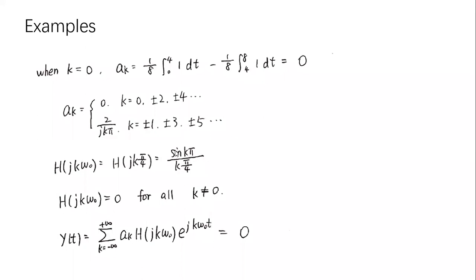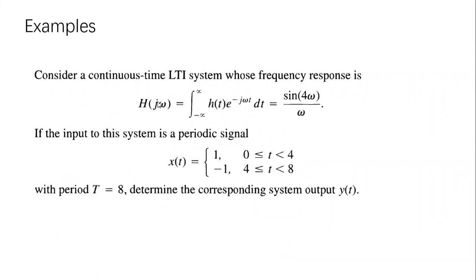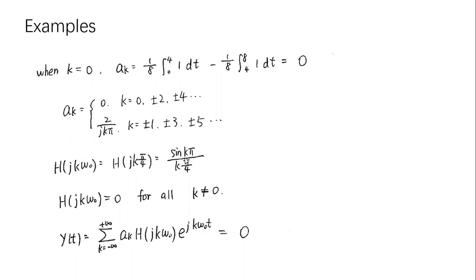And then we need to calculate the frequency response of the system. We just substitute the kω0 with ω here. So we can find that the value of H of jkω0 is sin(kπ/4) over kπ/4. You can see that for all k that is not zero, H of jkω0 is zero.